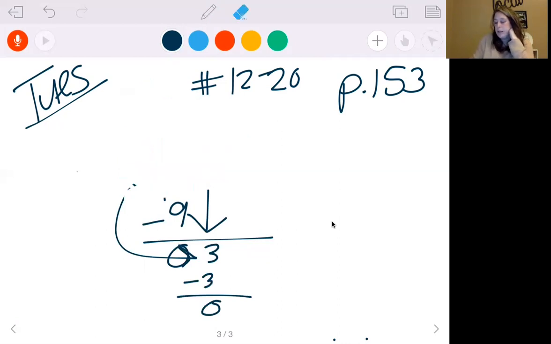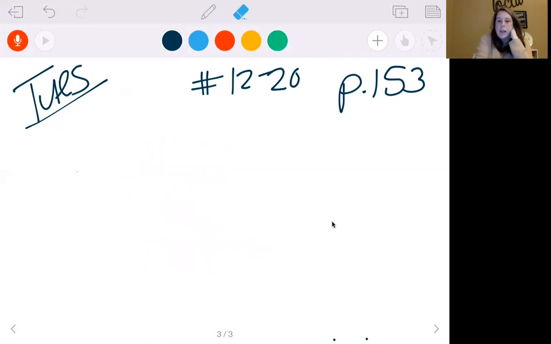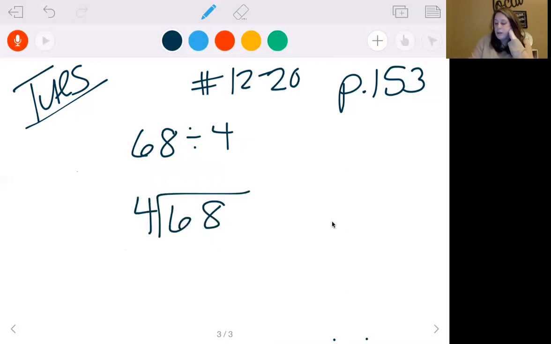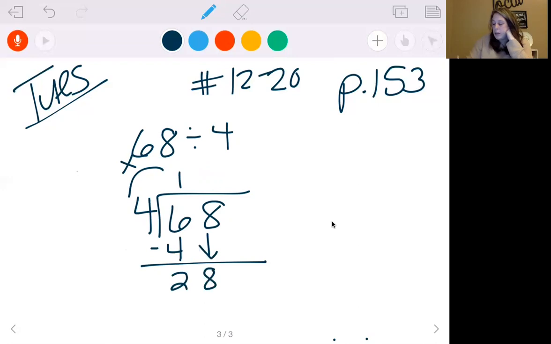Okay, let's try another one. And remember, you can pause and go back if I went too fast for you. Let's try 68 divided by 4. So we're going to put 4 on the outside, 68 on the inside. 4 goes into 6 one time. 4 times 1 is 4. 6 minus 4 is 2. Bring down our 8. 4 goes into 28 7 times. 7 times 4 is 28. So we get 0. 17 is our answer.